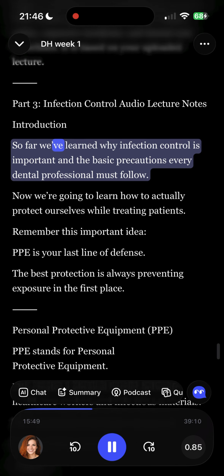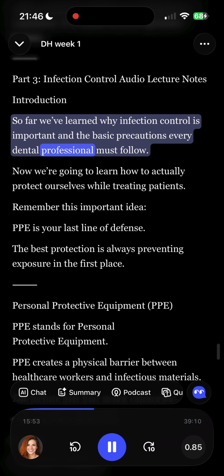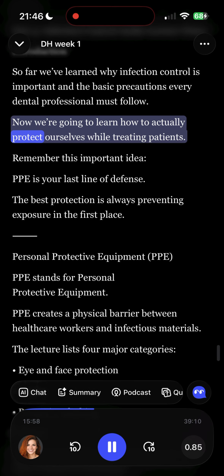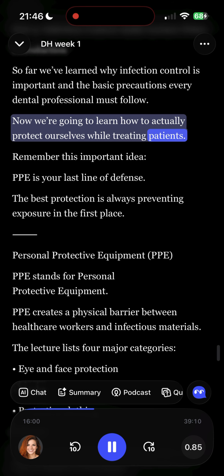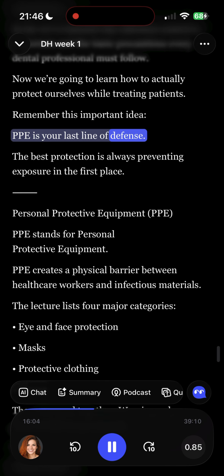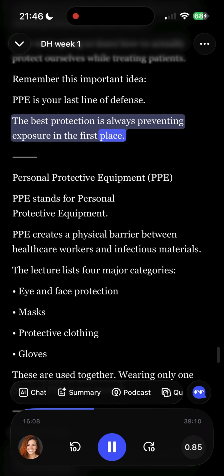Introduction. So far, we've learned why infection control is important and the basic precautions every dental professional must follow. Now we're going to learn how to actually protect ourselves while treating patients. Remember this important idea. PPE is your last line of defense. The best protection is always preventing exposure in the first place.